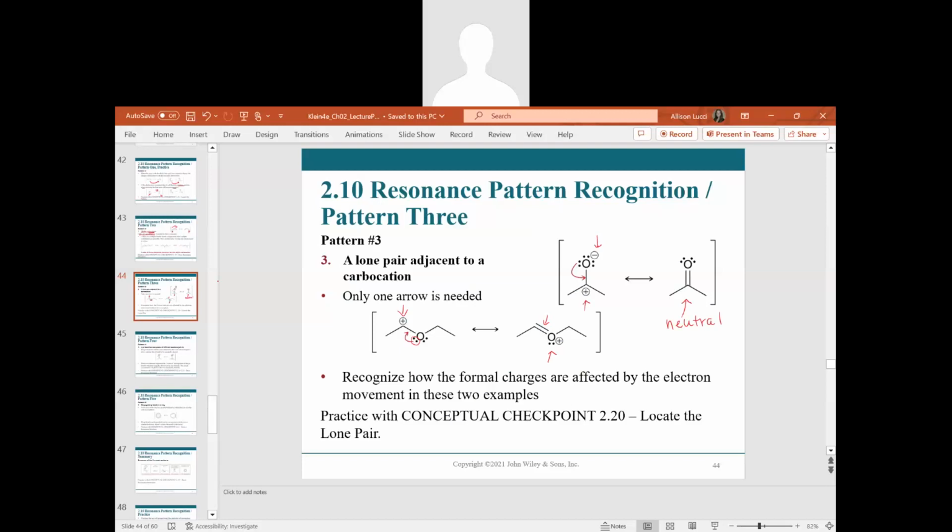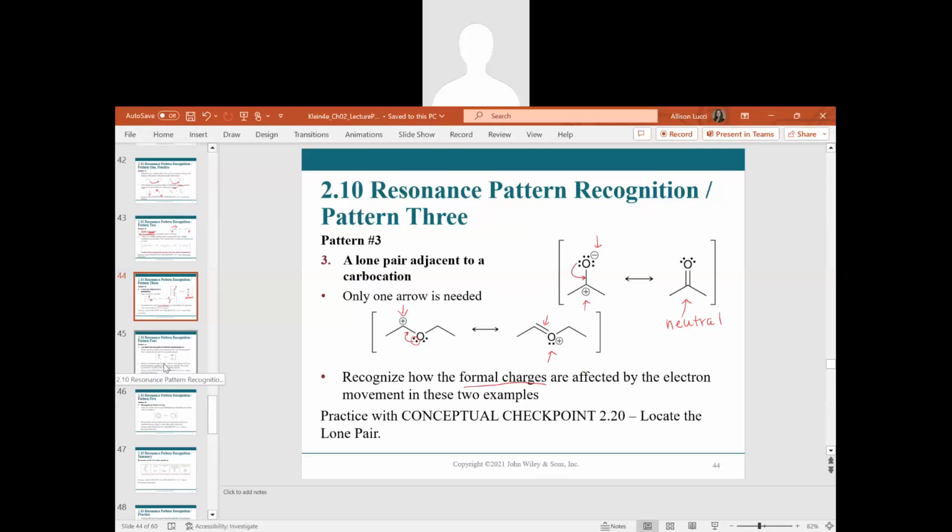Right, so we had movement of a positive charge in the first example. We retained that formal charge in our resonance structure. And in the top example, we went from a net neutral charge with one positive and one negative charge to being neutral. So that is how the formal charges are effective in both of these examples.